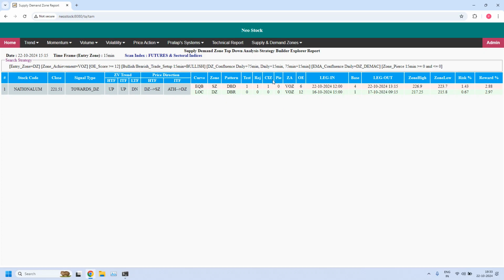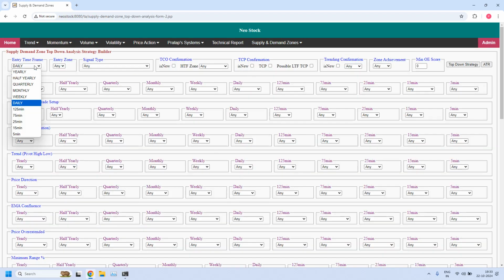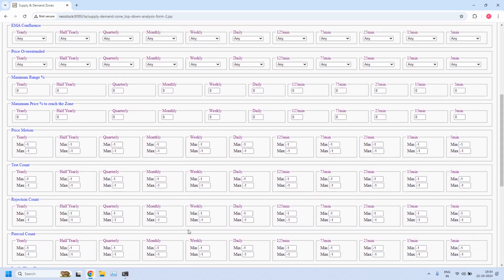Okay, next let us look for bearish trade setup for daily income trade. Entry time frame is 15 minutes. Entry zone is supply zone. In bullish or bearish trade setup, at 15 minutes time frame, I am selecting bearish. The 15 minute supply zone should not be pierced. So in the pierced count at 15 minutes time frame, I am selecting minimum value 0, maximum value 0.